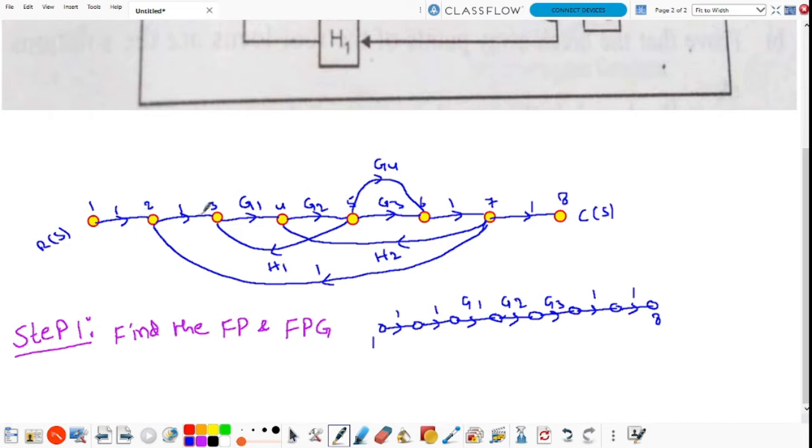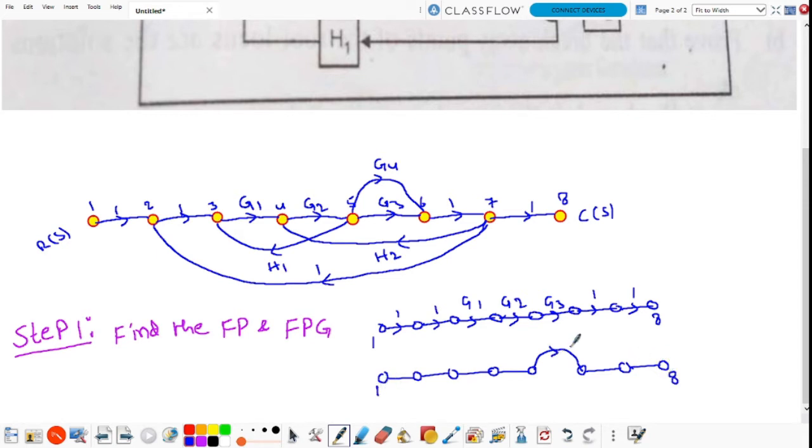1 to 2, 2 to 3, 3 to 4, 4 to 5, 5 to 6, 6 to 7, 7 to 8. So a forward path is a path from input node to output node that does not cross any node more than once. Second forward path: 1 to 2, 2 to 3, 3 to 4, 4 to 5, 5 to 6, 6 to 7, 7 to 8, node 1 to node 8.